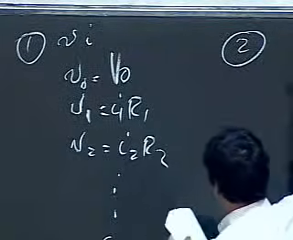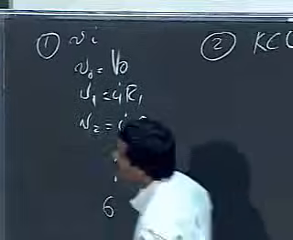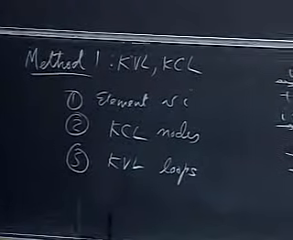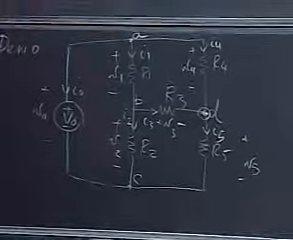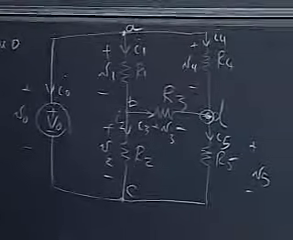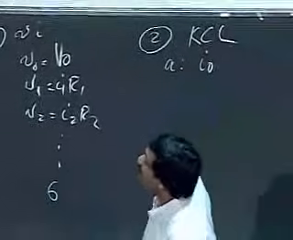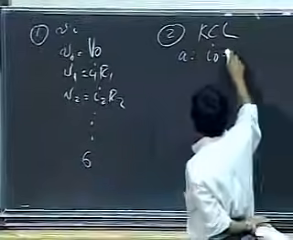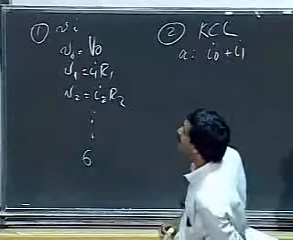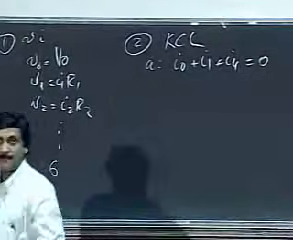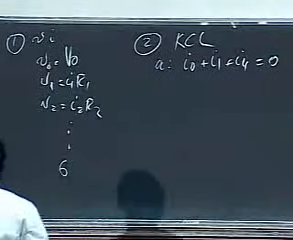Step 2, I'm going to go ahead and write KCL for the nodes in my system. And so let me start with node A. So for node A, let me take as positive the currents going out of the node. So I get I naught flowing out plus I1 flowing out plus I4 flowing out, and they must sum to 0. Okay, for node A.